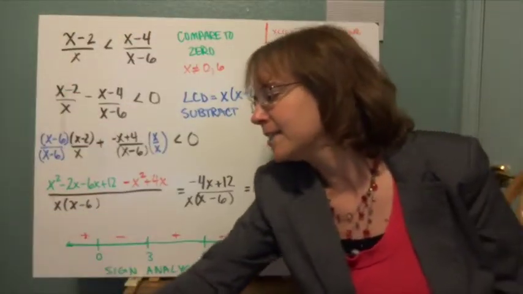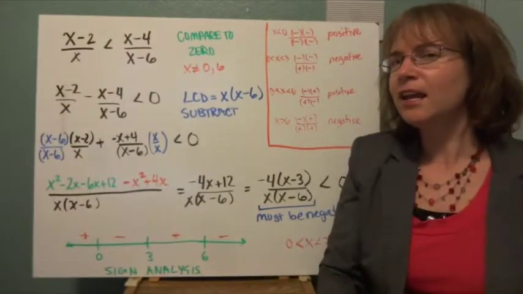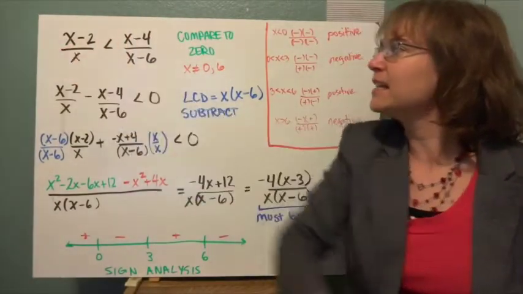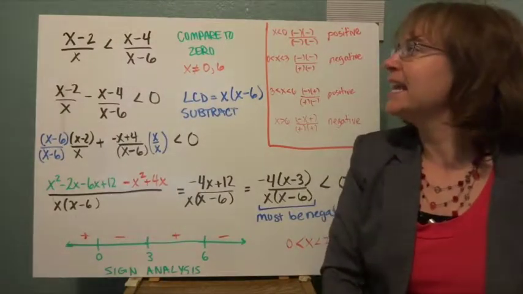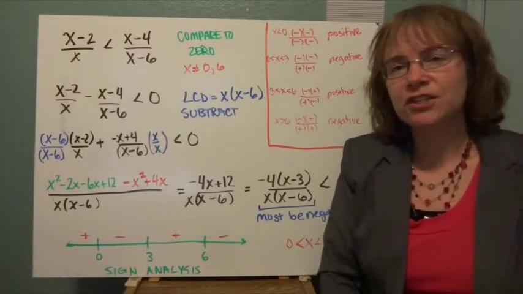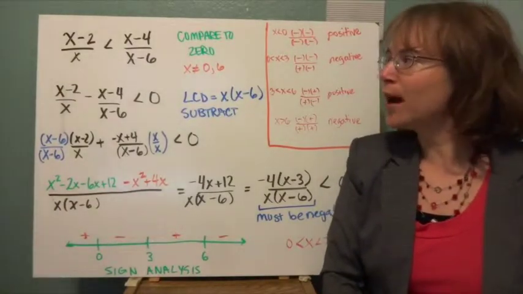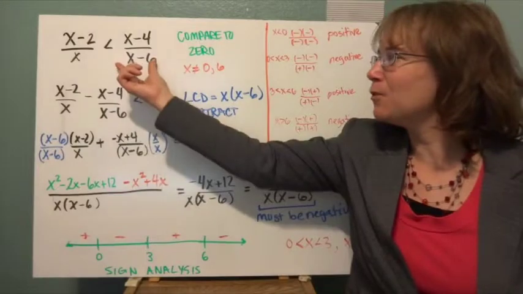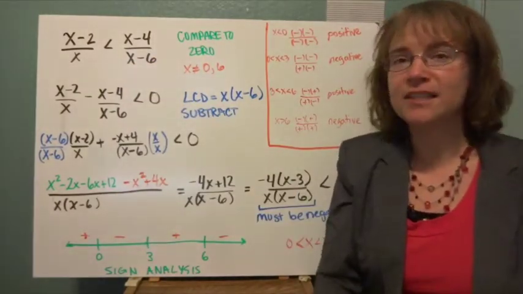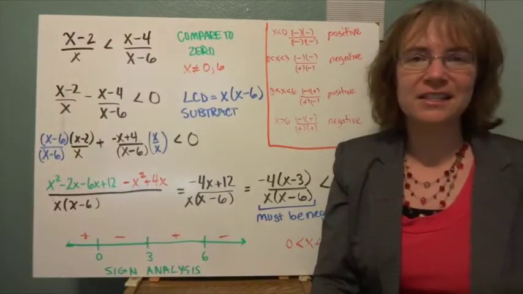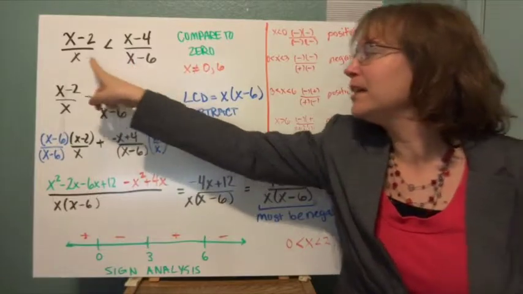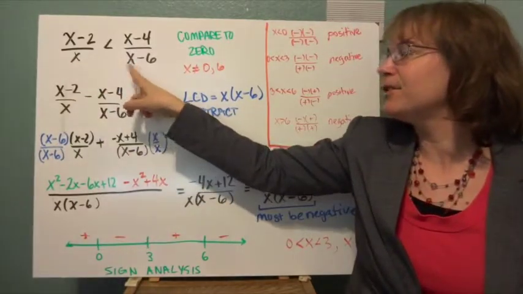Now let's look at inequalities. Inequalities are a little bit different. So if we had the fraction x minus 2 over x is less than x minus 4 over x minus 6, well, if they were just numbers, you would know what to do. The problem is sometimes if you're multiplying by a value that has a variable, you don't know if it's negative or positive. If it's negative, you're going to have to switch this sign. So you don't really know whether this is positive or negative.